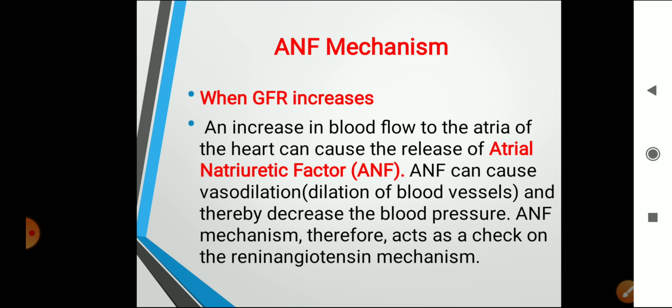So angiotensin 2 acts as a vasoconstrictor, and ANF acts as a vasodilator, the opposite of that. That is, the lumen becomes more, or the blood vessels become dilated. The lumen of the blood vessels increases in size. As a result of that, there will be more blood flow, and the blood pressure decreases. When the blood vessels dilate, the blood pressure decreases. And when the blood pressure decreases, what happens? Glomerular filtration rate also decreases.